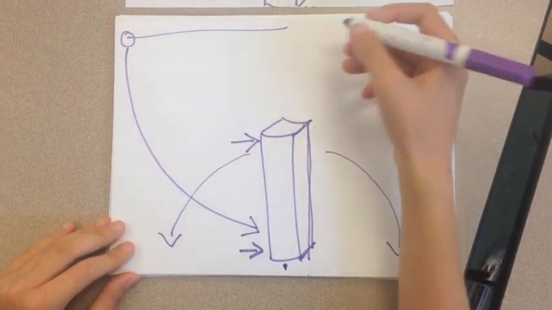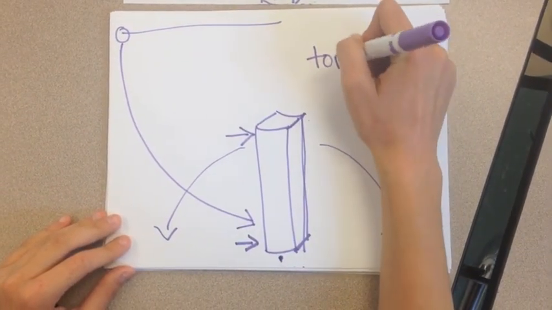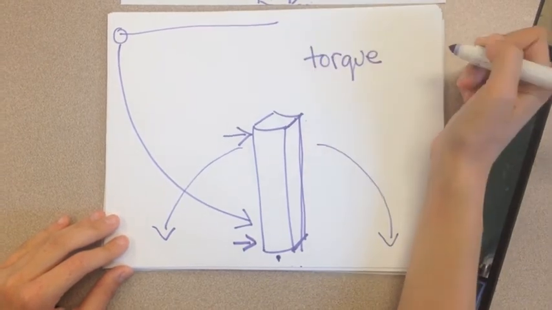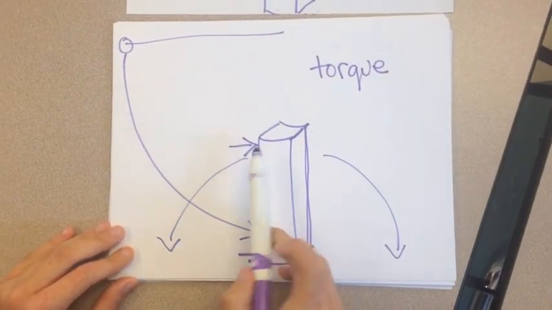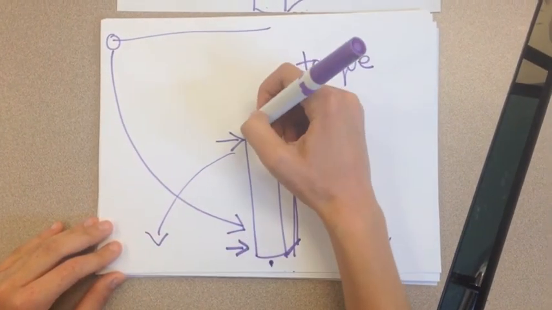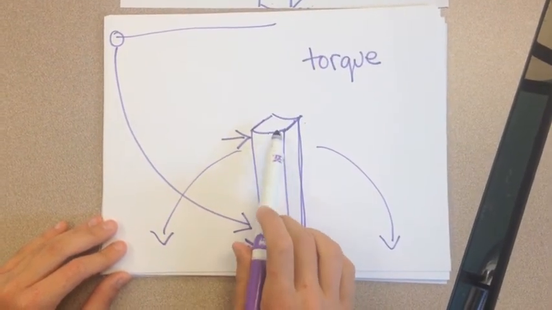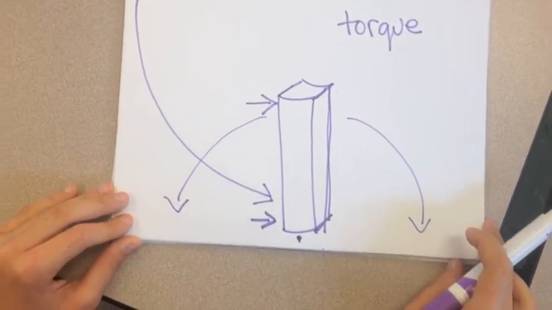This principle is called torque, and we want the maximum amount of torque for our object on the book to get it to fall over with the least amount of effort.